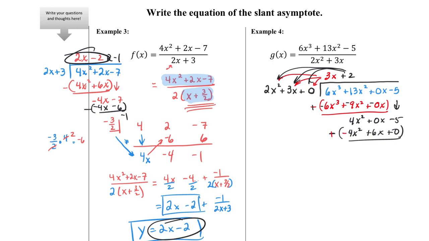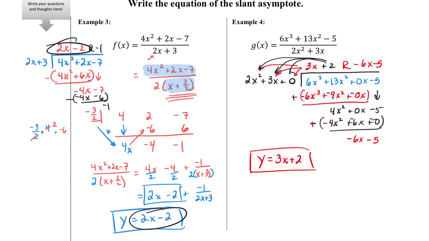I switch my signs. 4 minus 4 is 0. 0 minus 6 is negative 6x, and then 5 minus 0 is just 5. So there's your remainder. And my slant asymptote, y equals 3x plus 2. You can graph that if you'd like to see that in action.